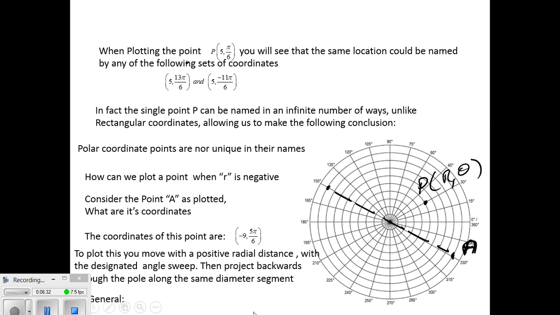So here's what we're going to say in general. A polar point with a negative r value is the same as that point with a positive r value, and then sweeping it through another 180 degrees, or another pi radians. So -9, 5 pi over 6 is the same as the point 9, 5 pi over 6 plus pi, which gets you 11 pi over 6. It's the same location. So that was our introduction to plotting points on polar coordinates.